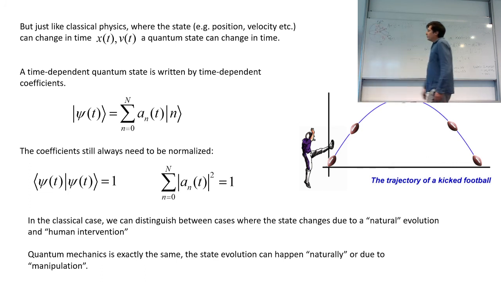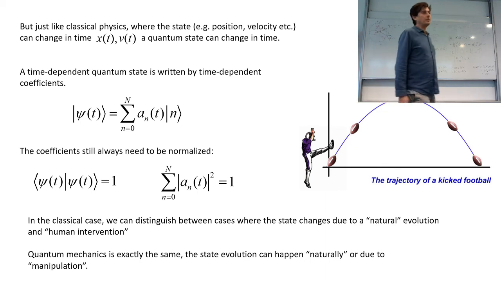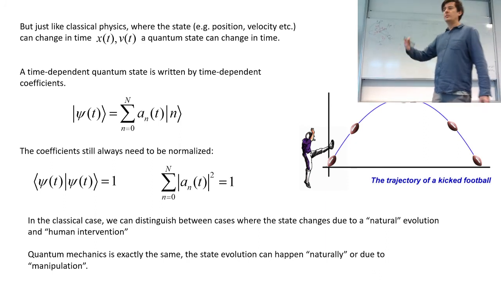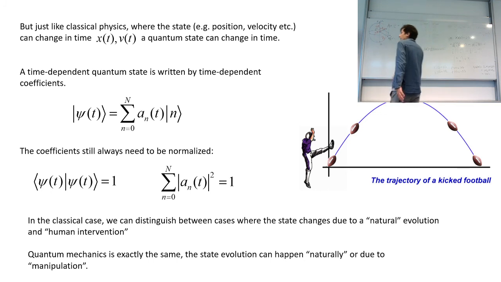In a similar way, we can do all these things these days with quantum mechanics. There's a natural evolution, maybe just some magnetic fields or some reason that the quantum system just naturally behaves. Or we can shoot lasers at it, get a big coil and apply a magnetic field, and intervene and change the quantum system according to how we want, ourselves. So both of those things are possible.